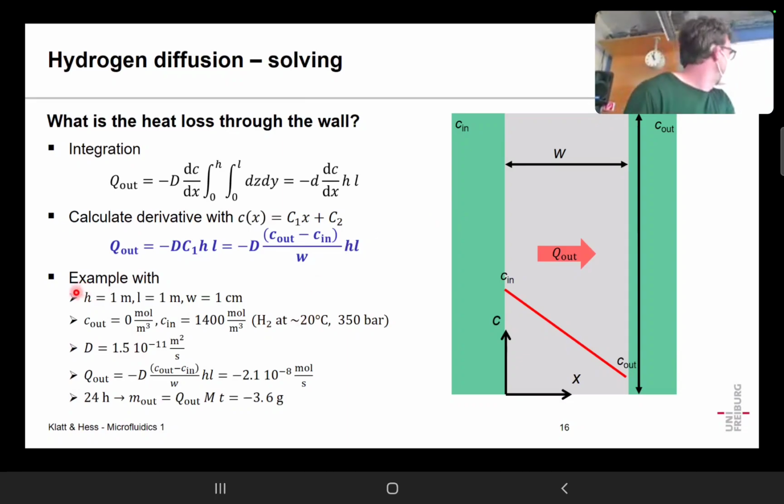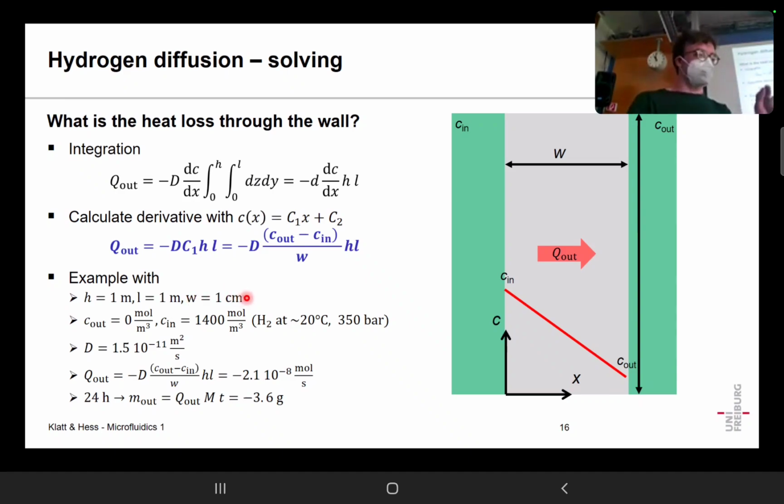In this case, I prepared some data so that you get an impression of how important this flow is. I did a calculation for a wall of 1 square meter and a thickness of 1 centimeter, so it's not a lot. I did a calculation for hydrogen through iron, so it should be the same value as in the table that I just presented. And what you end up with is that within a day, so 24 hours, you lose about 3.6 gram. That doesn't sound like a lot.